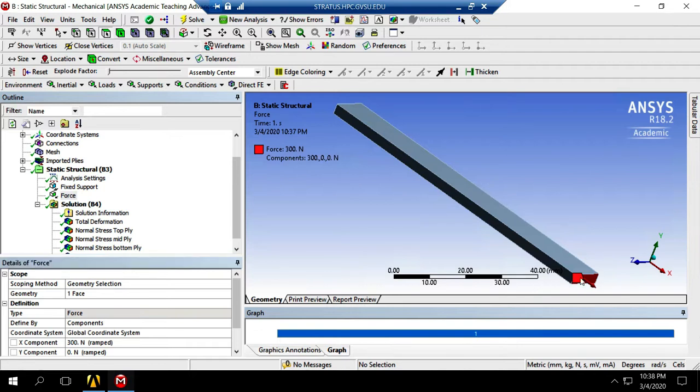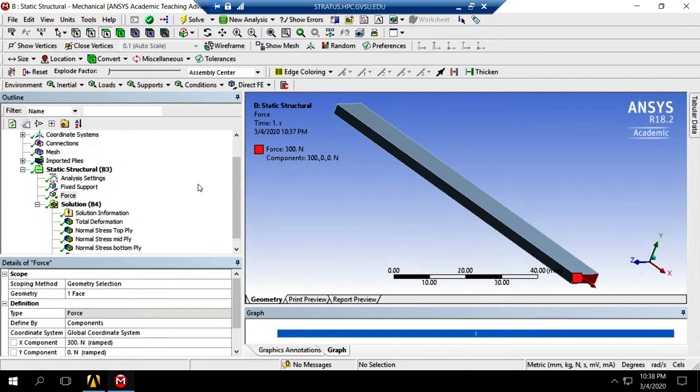This is equivalent to 10 megapascal of stress on this face. So if this was made of isotropic material like steel, I was going to see normal stress in X direction equal to 10 megapascal across the beam.